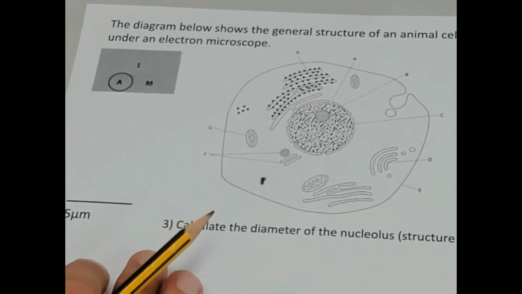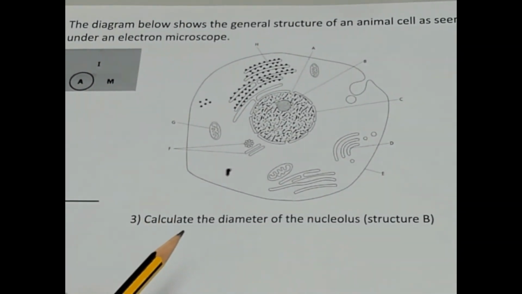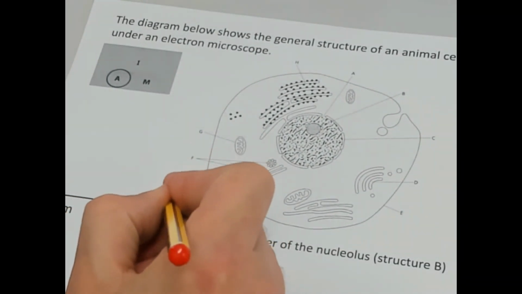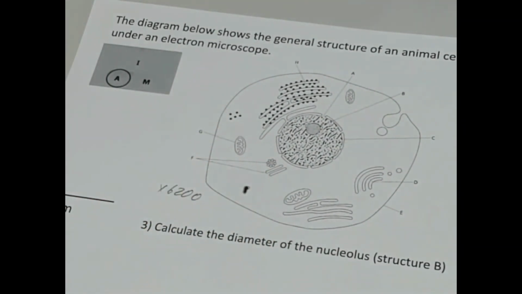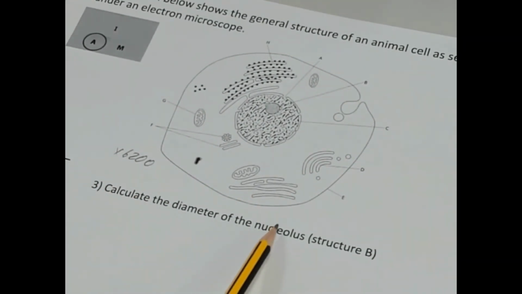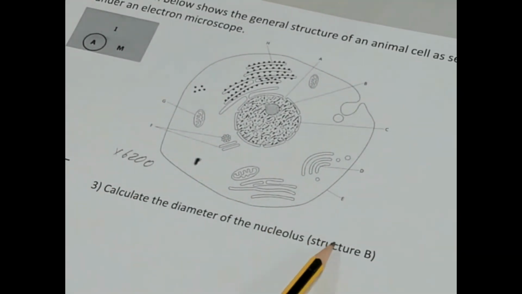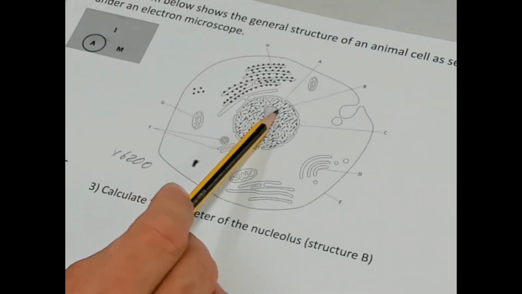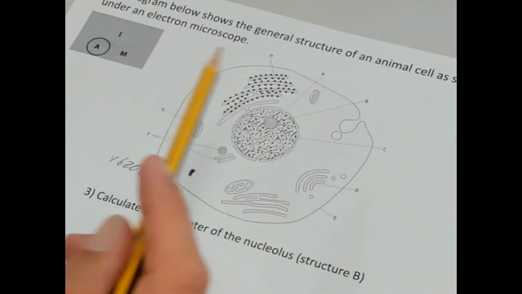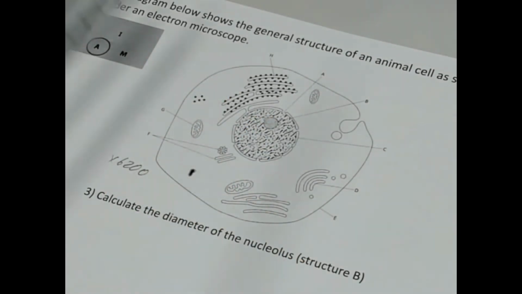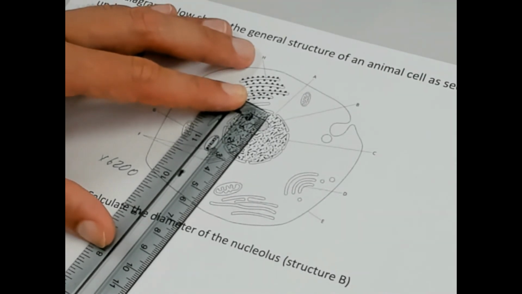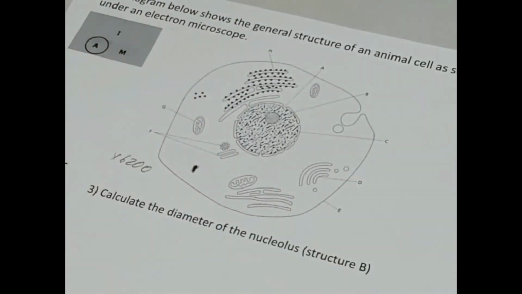Okay, so we've got the same idea here, the diagram below. We've got the same scale factor, which means it's going to be the same magnification. Okay, 6,200 from the first question. Calculate the diameter of the nucleolus, structure B. The nucleolus is the sort of circle within the nucleus. So the diameter, of course, it's a circle. You can measure from side to side, across the middle. And I've got about 6 millimeters there.